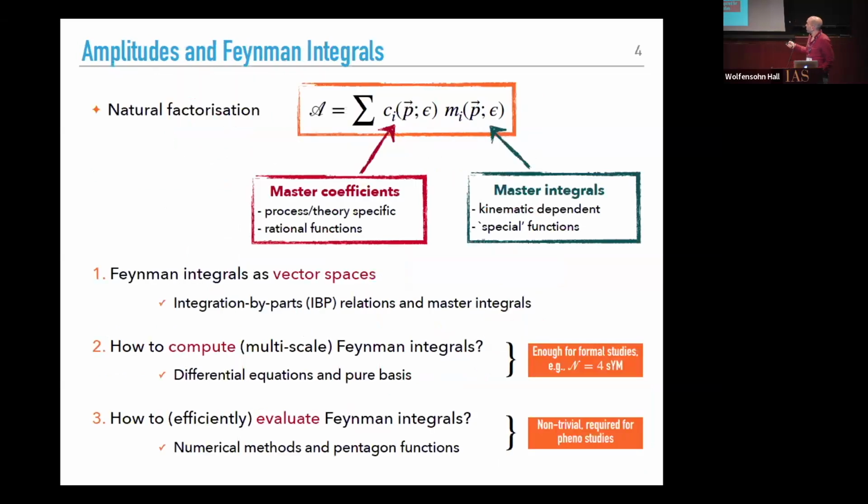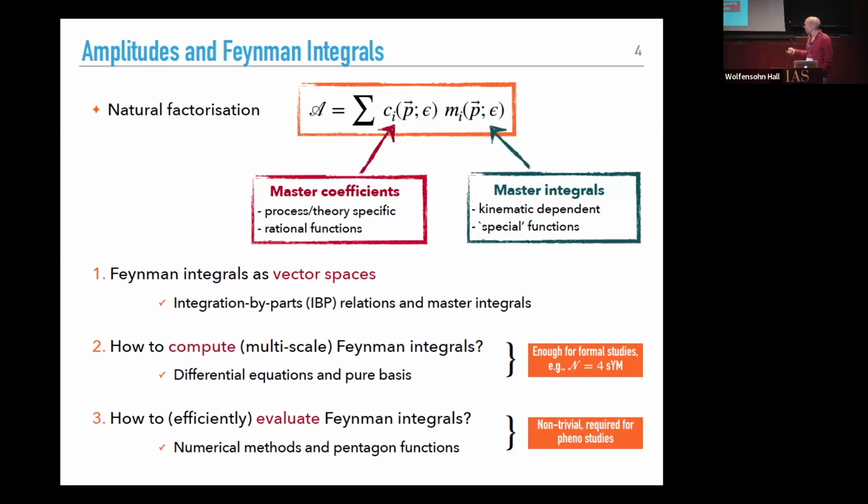There's another natural factorization in amplitudes: you can decompose them into master coefficients and master integrals, and master integrals will be the focus of this talk. The master coefficients are process or theory specific, and they typically are rational functions, or they have some square roots. The master integrals only depend on the kinematics of the process, and they involve more complicated functions like logarithms, dilogarithms, or elliptic integrals, as we already heard in Lorenzo's talk.